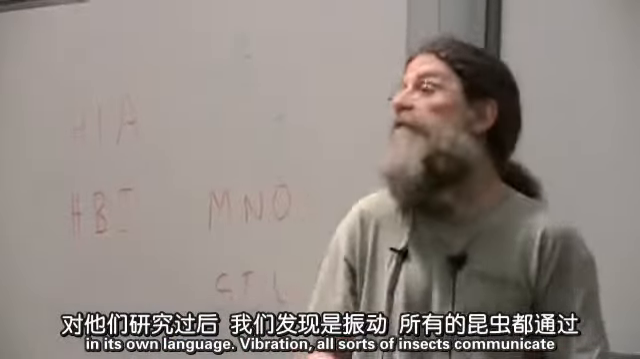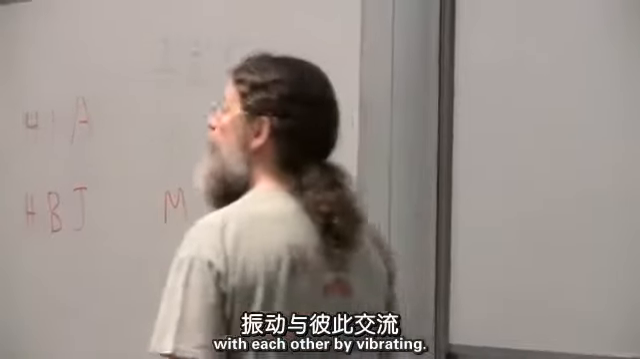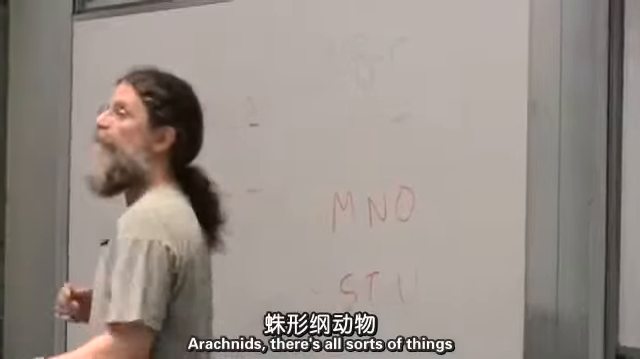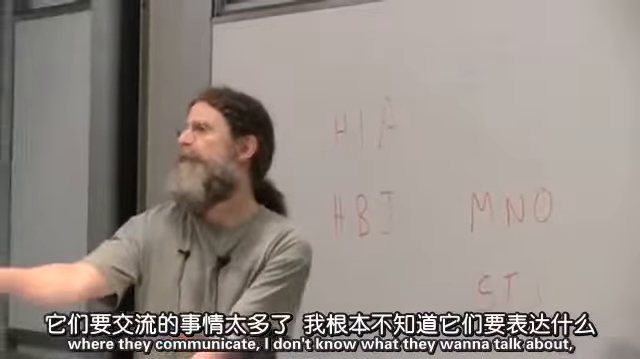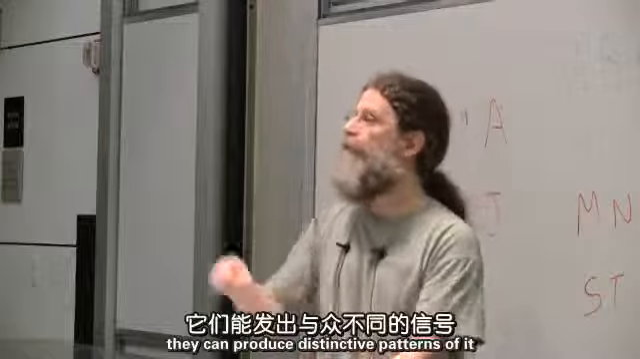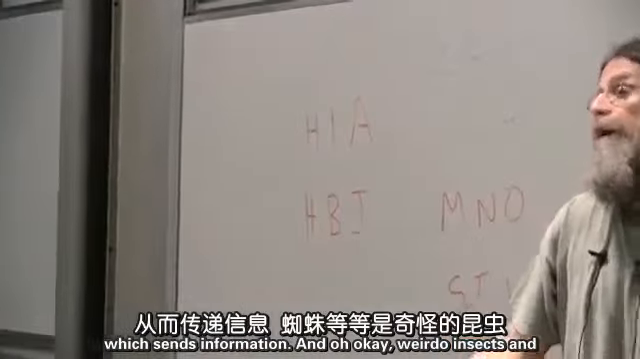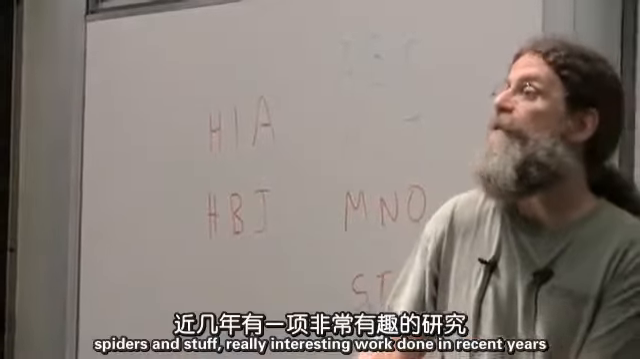Interviewing an animal in its own language? Vibration. All sorts of insects communicate with each other by vibrating. Arachnids, there's all sorts of things where they communicate. I don't know what they want to talk about, but by vibrating a web, they can produce distinctive patterns of it, which sends information. And oh, okay, weirdo insects and spiders and stuff.